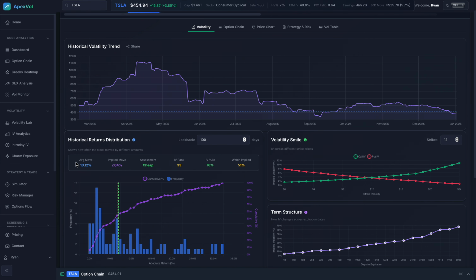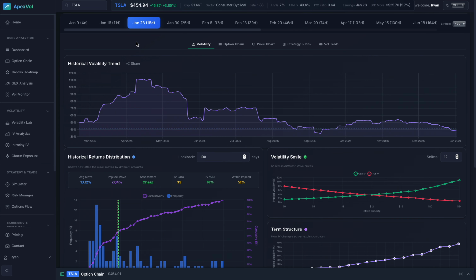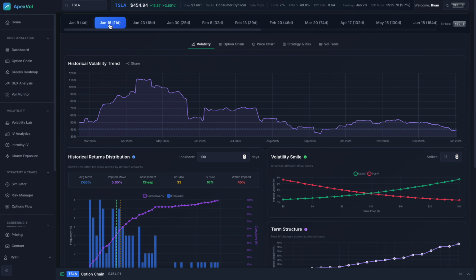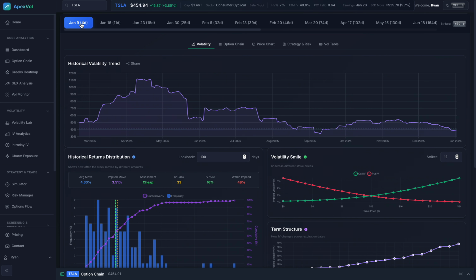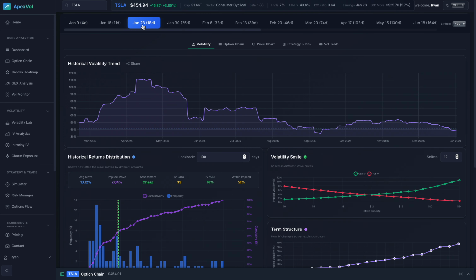We can see the average move here is 10.12%. Now, what does this mean? This means for the Jan 23rd expiration, which is in 18 days time, the average move historically has been 10.12%. This changes as we go into different expirations. So the weekly, with 4 days to go, the average move has been 4.33% per week. Now we'll change this back to Jan 23rd.